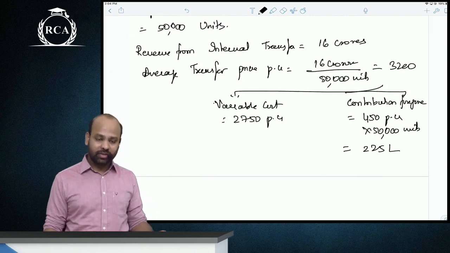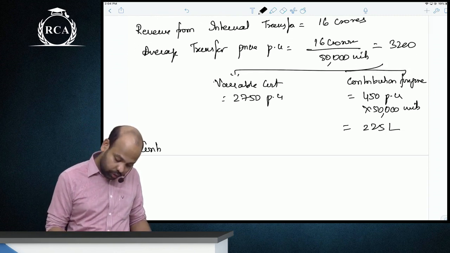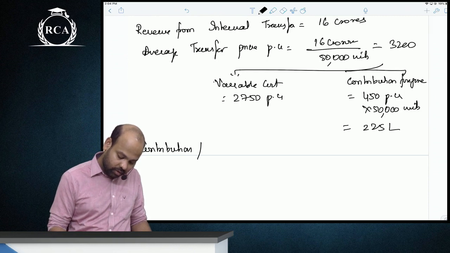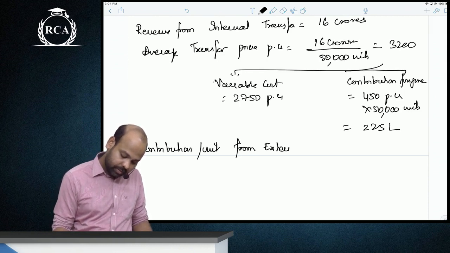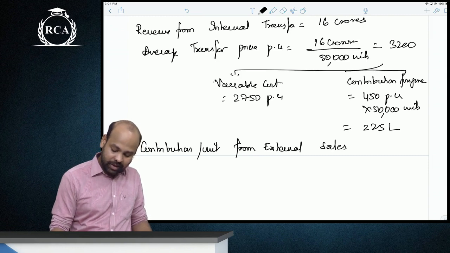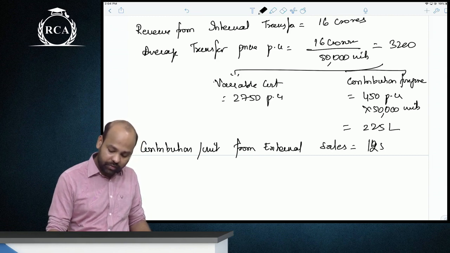What I want you to understand, guys, is the contribution per unit, beta, from external sales. Contribution per unit from external sales, beta, is how much? From external sales. Please understand, guys, please do not copy. It is 1250, guys.